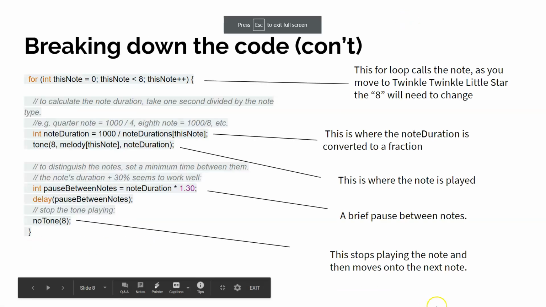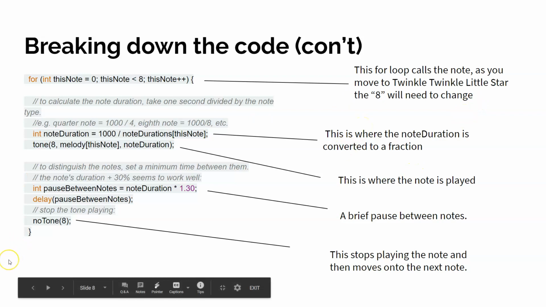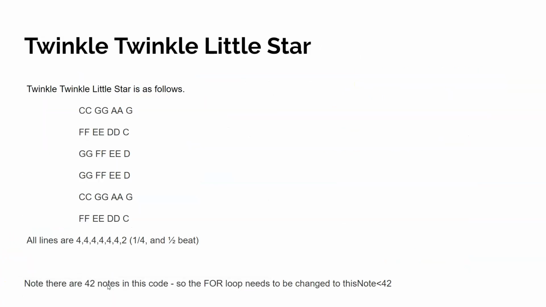One thing to note here is that when you play Twinkle Twinkle Little Star, the 8 is really the thing that stops the song being played. It's going to stop counting up in the string. So you're going to need to change that. You're going to need to change that later on, and we'll talk about that in the next slide here.